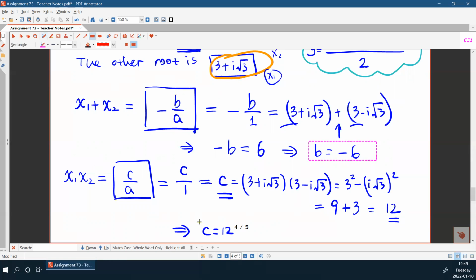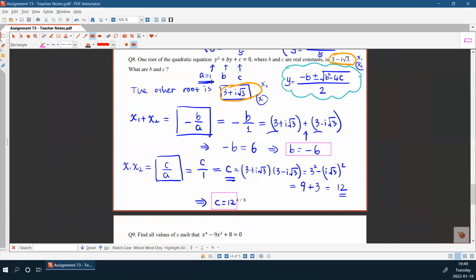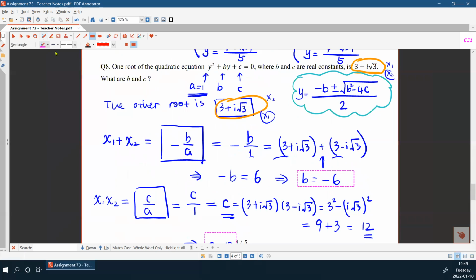Okay, any questions? No. Okay, I'll give you some time to take notes, okay? Let me know if you finish. And again, the key to solve this problem is, again, using this relationship, right? X1 plus X2 is always negative B over A, and X1 times X2 is always C over A, okay?